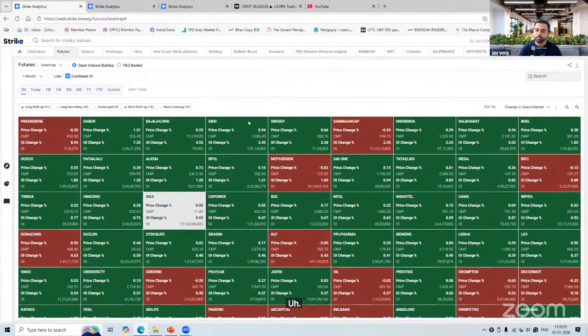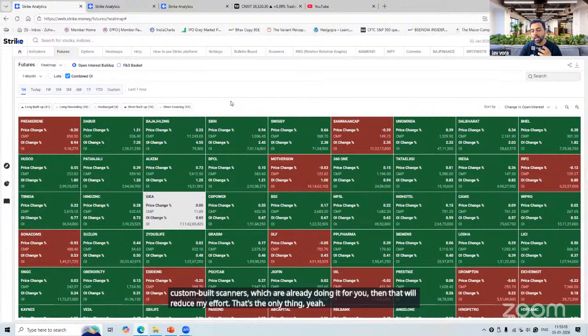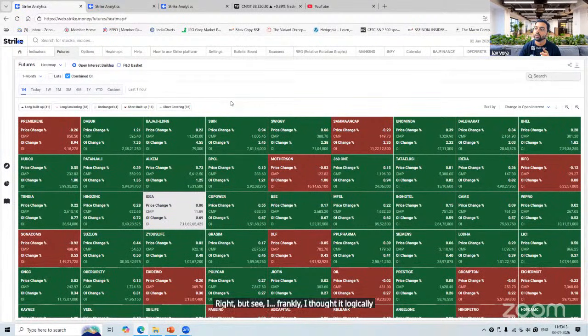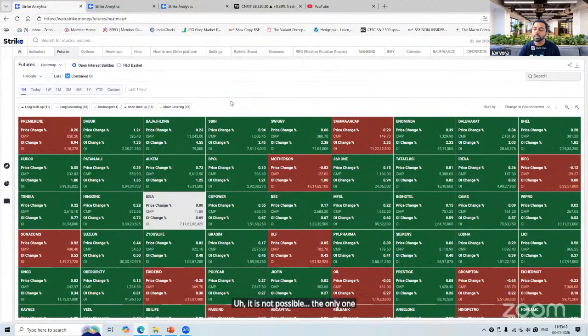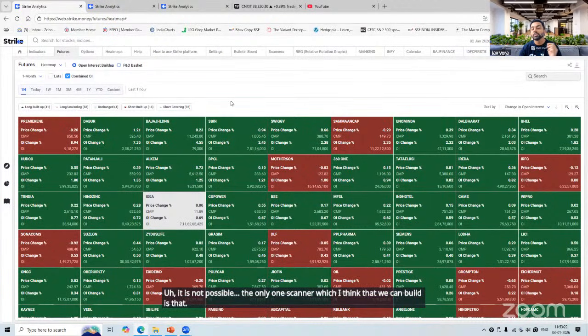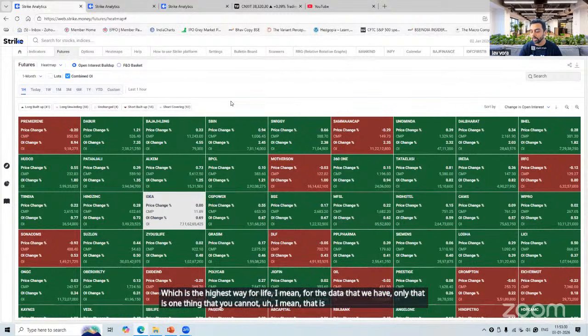The other one also is to look at this instead of manually mapping or visually understanding the price action versus OI. If there can be some custom built scanners which are already doing it for you, then that will reduce my effort. That's the only thing. Right. But see, frankly, I thought it through logically. It is not possible. The only one scanner which I think that we can build is the highest OI for life. I mean, for the data that we have, that is not something we are able to do right now.